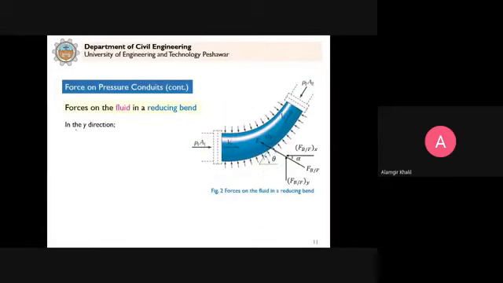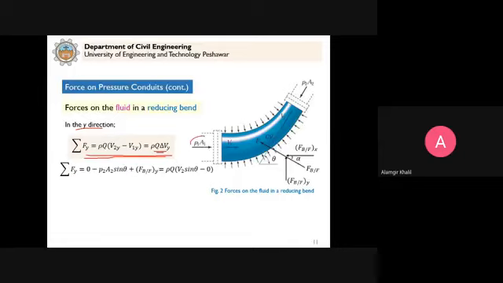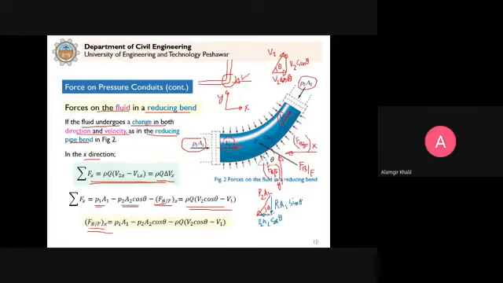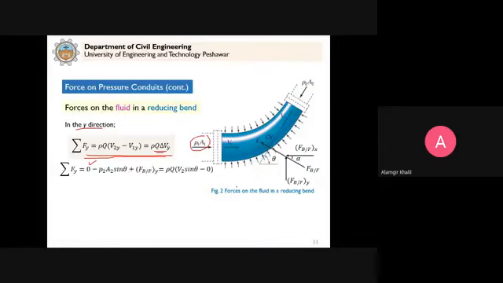Similarly, in the y direction, we use this equation: summation of forces in the y direction is equal to the rate of change of momentum in the y direction. So now P1A1 has no component in the y direction. That's why it is 0. And minus P2A2 sine of theta, because you can see here this one, P2A2 sine of theta, acting down, so negative. This one is acting up, force of bend on the fluid in the y direction, so it is plus, and then the rate of change of momentum in the y direction.